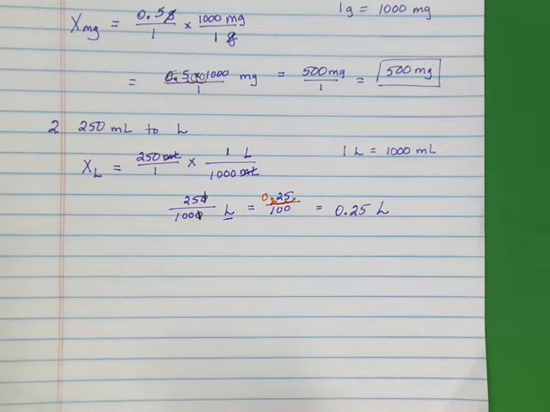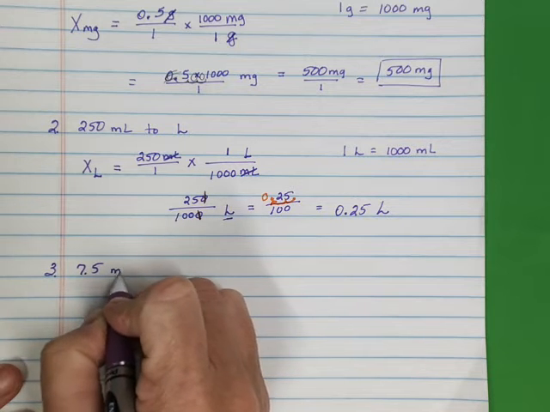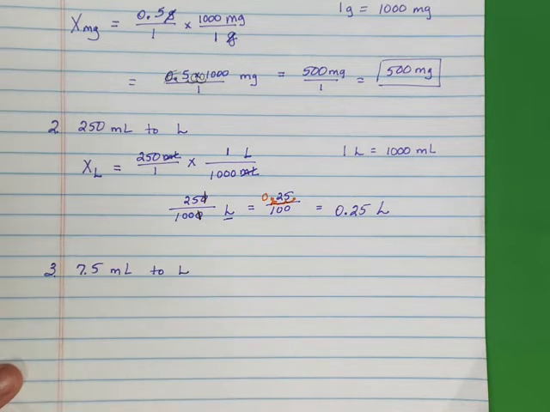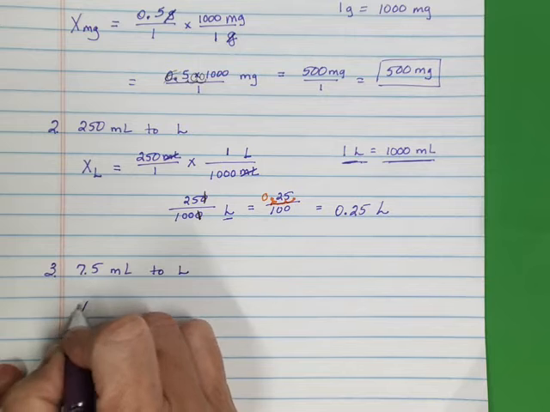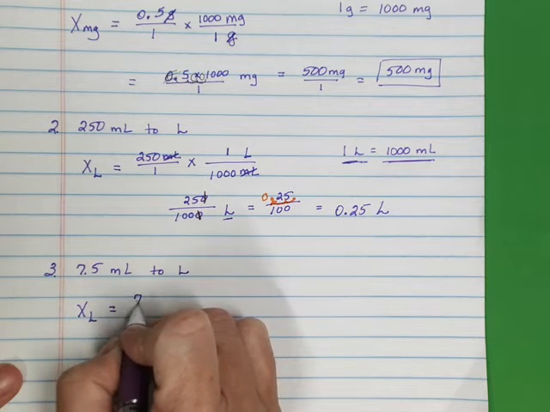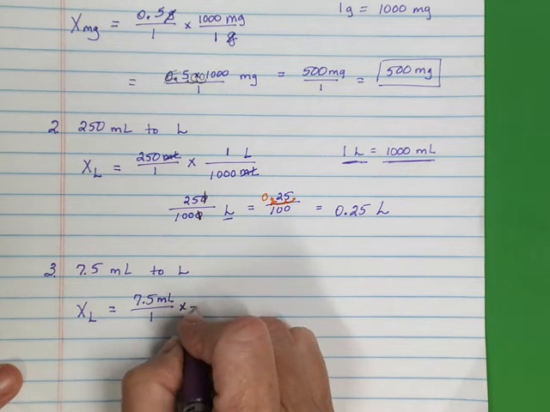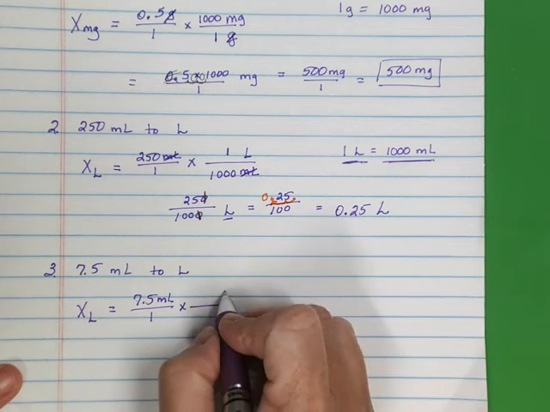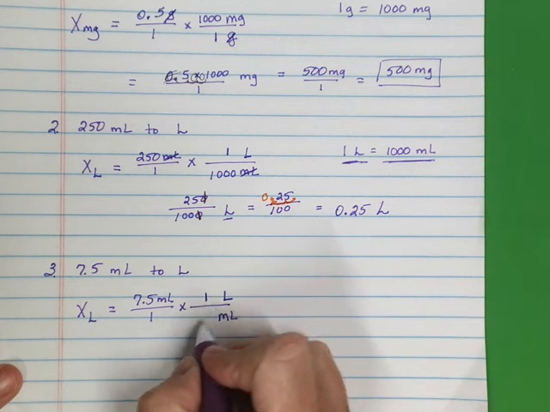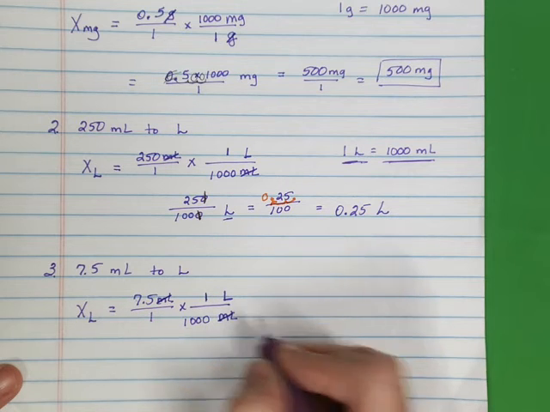Let's look at another one. Let's do 7.5 milliliters to liters. Okay, I'm going to use the same conversion. 1 liter is 1,000 milliliters. So again, I start with 7.5 milliliters, which is what I know. It's where I'm starting, so it goes on top over 1 times, and then milliliters is on top, so milliliters goes to the bottom. I'm going to liters, so it's going to go on top. Then I know it's 1 liter to 1,000 milliliters, and my milliliters will cancel.